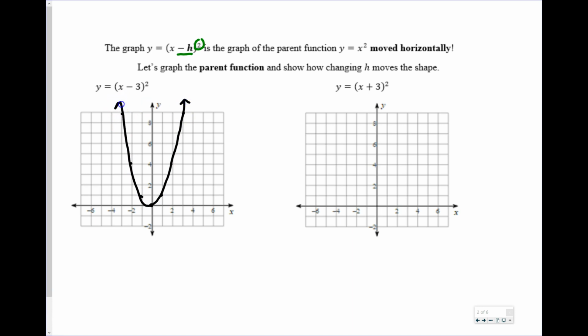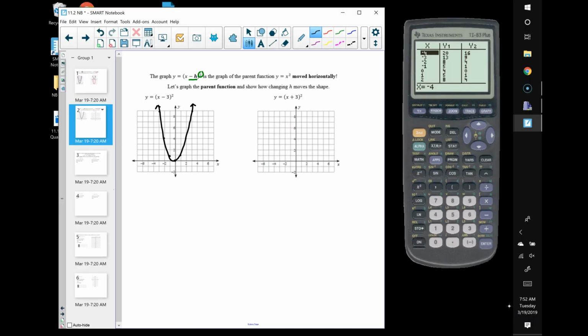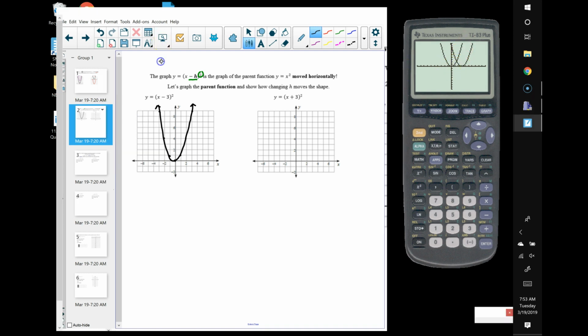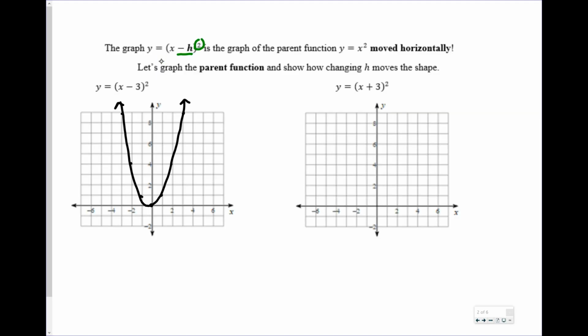And now notice I'm going to put this in the calculator to show you how this moves. So I'm going to go back to y equals. I'm going to clear out my other shift. So I'm going to put in parentheses x minus 3, parentheses, and then squared. And when I graph it, look how it moves. There's my parent function right here, and then see how it moved to the right 3. So I'm going to go ahead and move my vertex to the right 3.